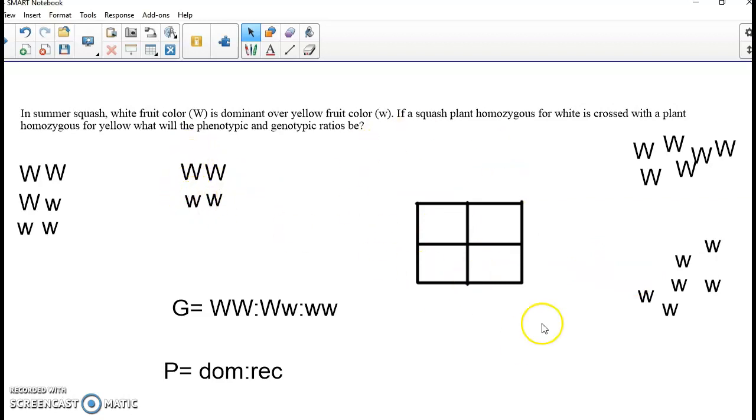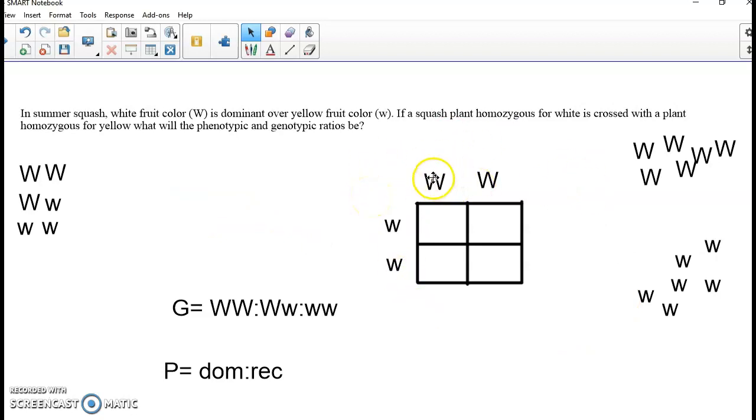So I'm going to come over to our trusty little Punnett square here. So how do you fill in a Punnett square? The way you fill in a Punnett square is one parent goes on one side, and the other parent goes on the other side. It doesn't really matter where you put them. So I'm going to put the first one over here. So we're going to put the white plant on the top, and we're going to put the yellow plant on the side.